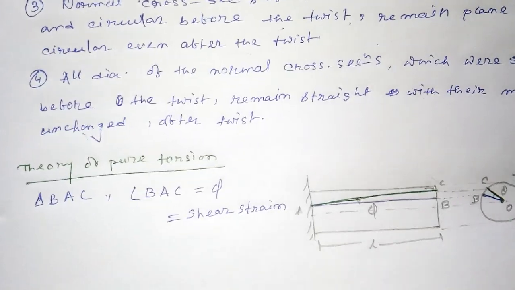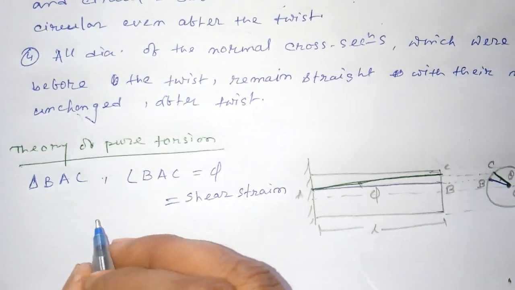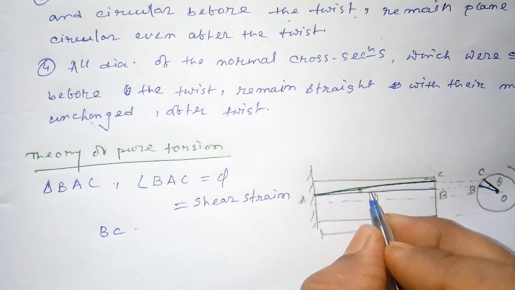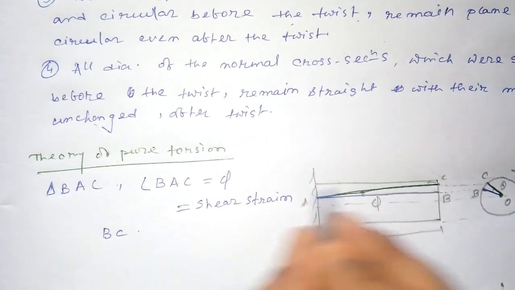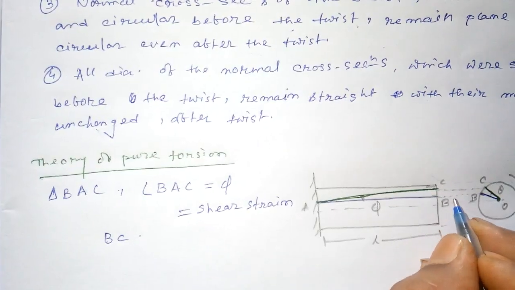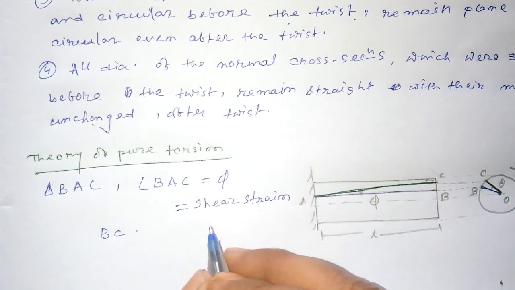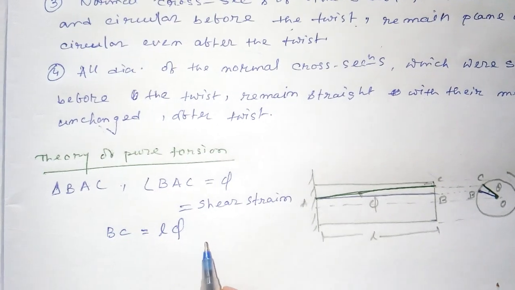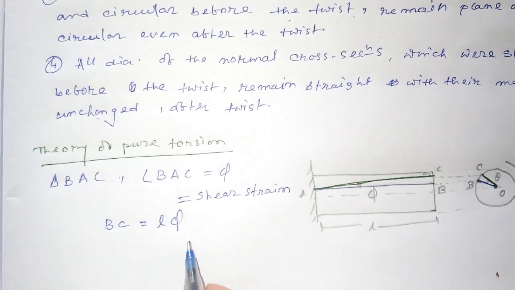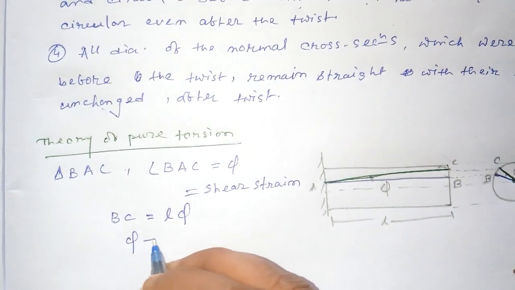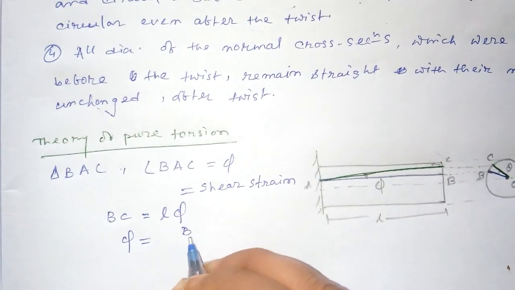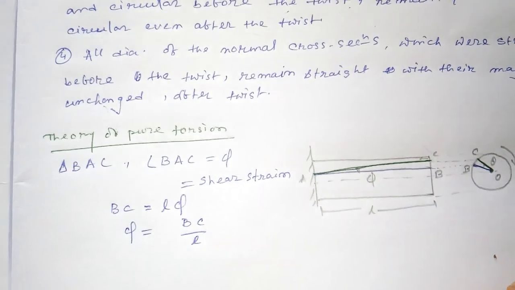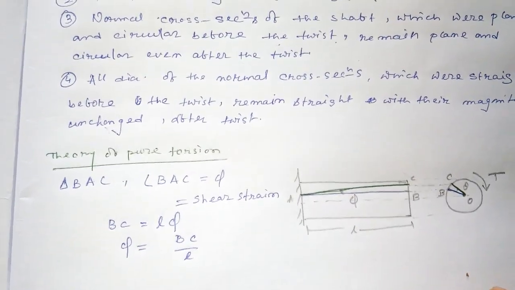Now what will be the value of BC? If this is L, and this is phi, then from this triangle, if phi is pretty small, we can say BC equals L phi. From this we get phi is equal to BC by L, right? Up to this, clear? Okay.